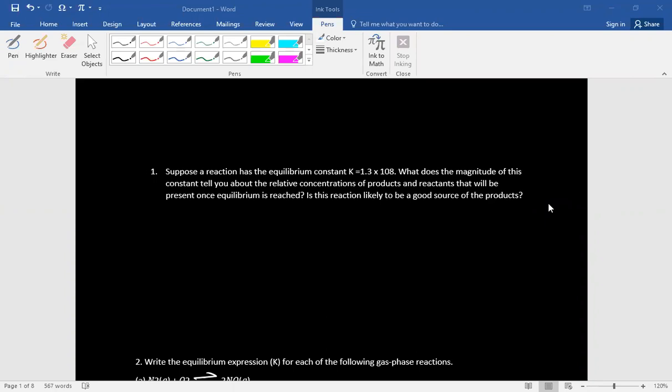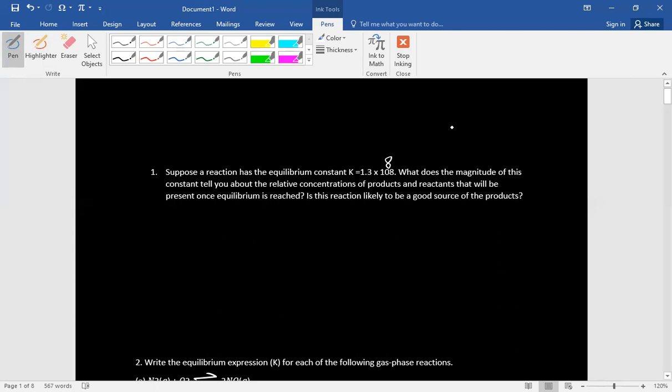Suppose the reaction has the equilibrium constant K equal to 1.3 times 10 to the power 8. So it's not necessarily 1008, but it's 10 to the power 8. What does the magnitude of this constant tell you about the relative concentrations of products and reactants that will be present once equilibrium is reached?